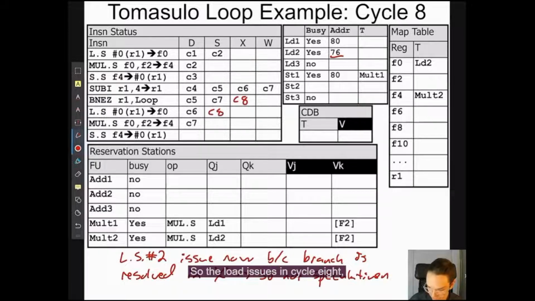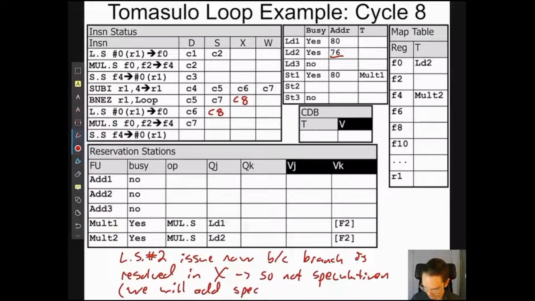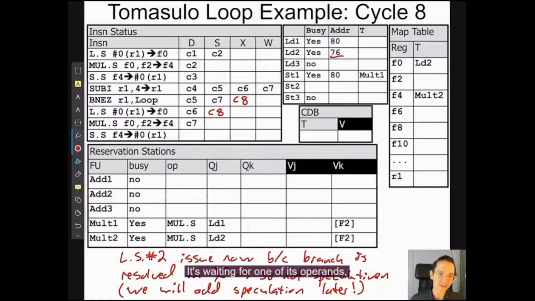So the load issues in cycle 8, we send it down to the data cache and or the load store queue, and this issue delay, this waiting, it was unfortunate, and so don't worry, we will add control speculation later in the next set of videos. Our second multiply instruction, it can't issue, it's waiting for one of its operands, and so over in dispatch, we pop this store instruction from the instruction fetch queue. So let's get to work on that.